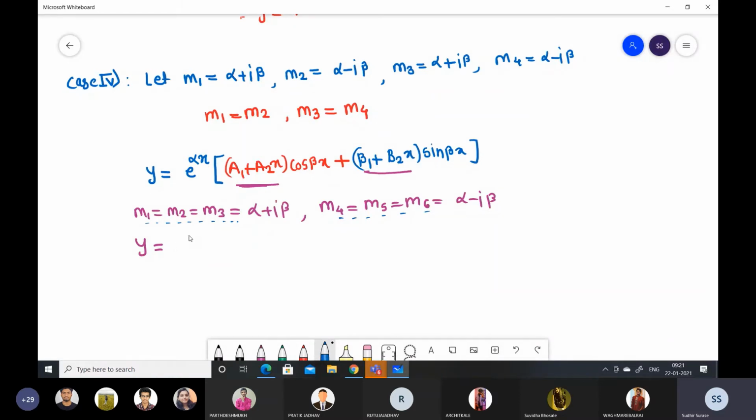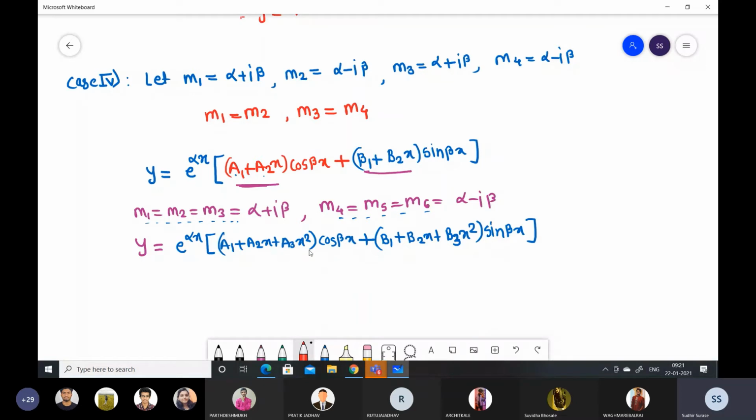So in this case we write the solution as y is equal to e to the power alpha x in bracket a1 plus a2x plus a3x square, bracket complete, cos beta x, plus b1 plus b2x plus b3x square, bracket complete, sin beta x. This is the way of writing the solution. If you have 4 repeated roots, then you go up to x cube, and like that.